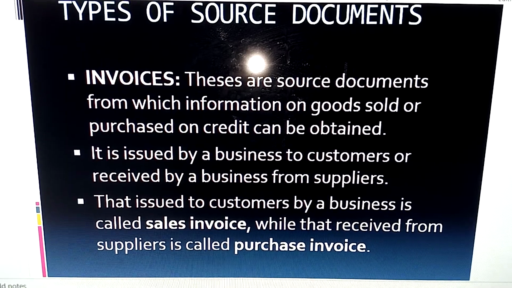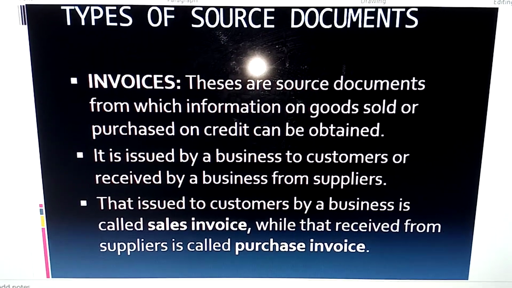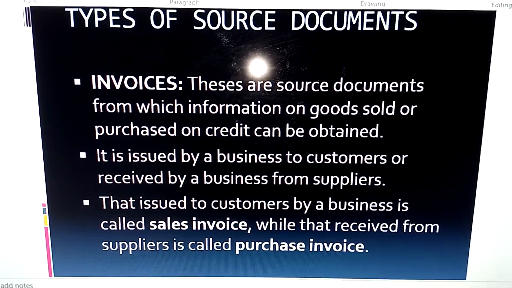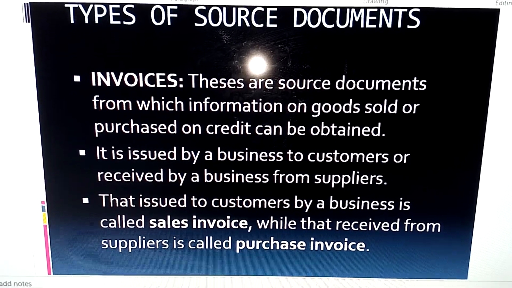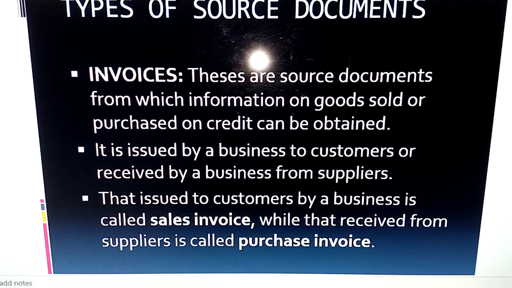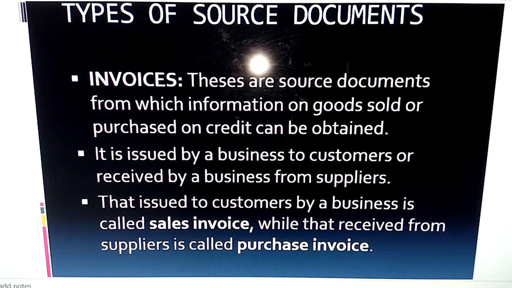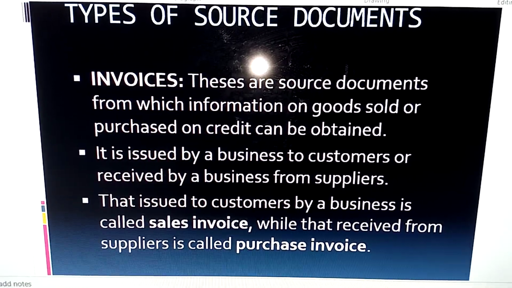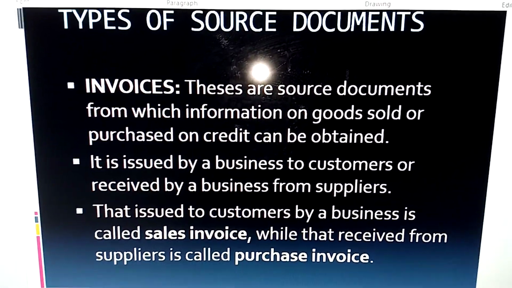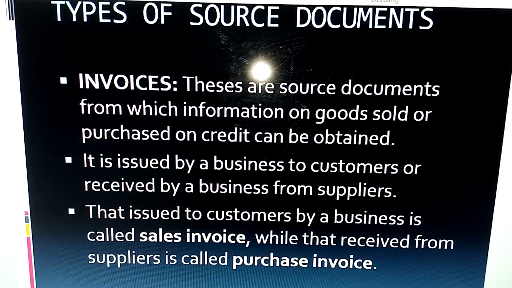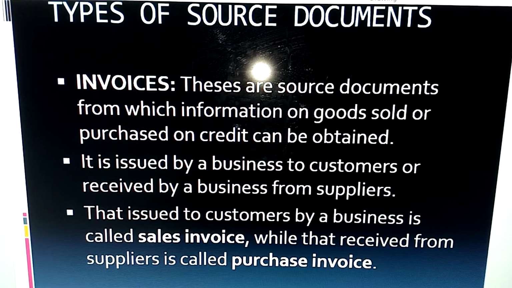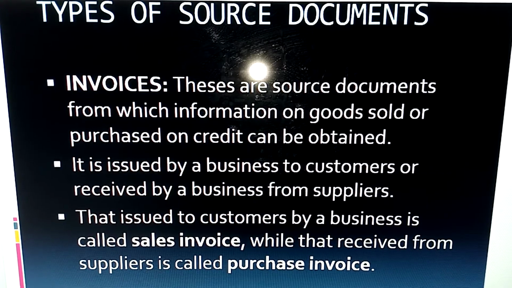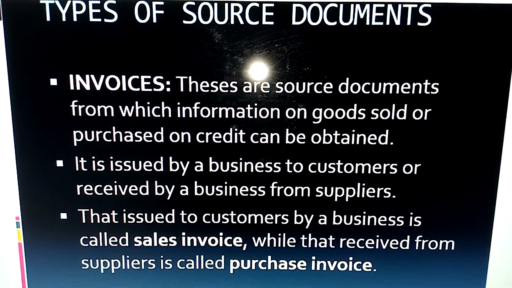Now, the invoice issued to customers by a business is called the sales invoice. You sell to a customer on credit and the customer is yet to pay, so you invoice the customer. You buy from suppliers on credit and you're yet to pay, so you receive a purchase invoice. You must understand that from the perspective of purchases, when you receive the invoice from the supplier, it becomes a purchase invoice. From the perspective of sales, when you issue the invoice to the customer, it becomes what? Sales invoice.